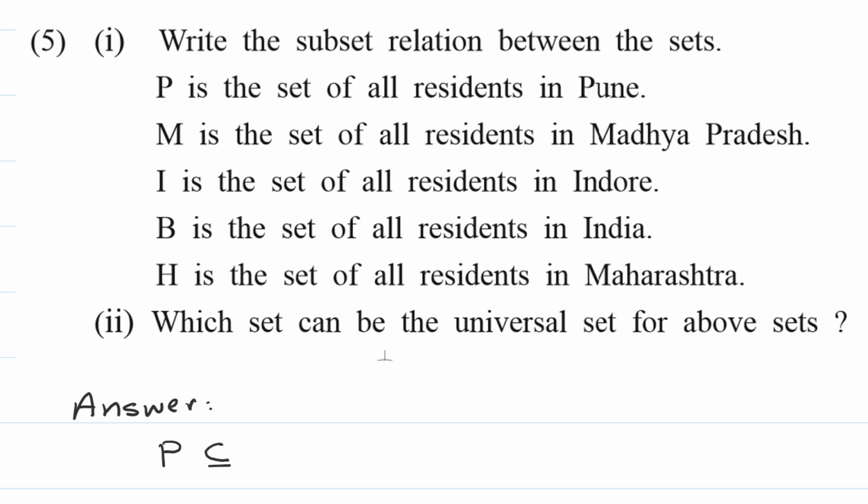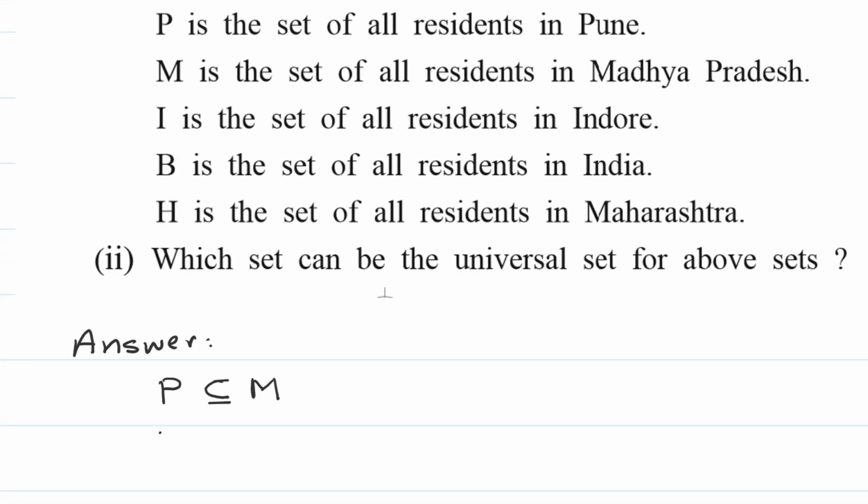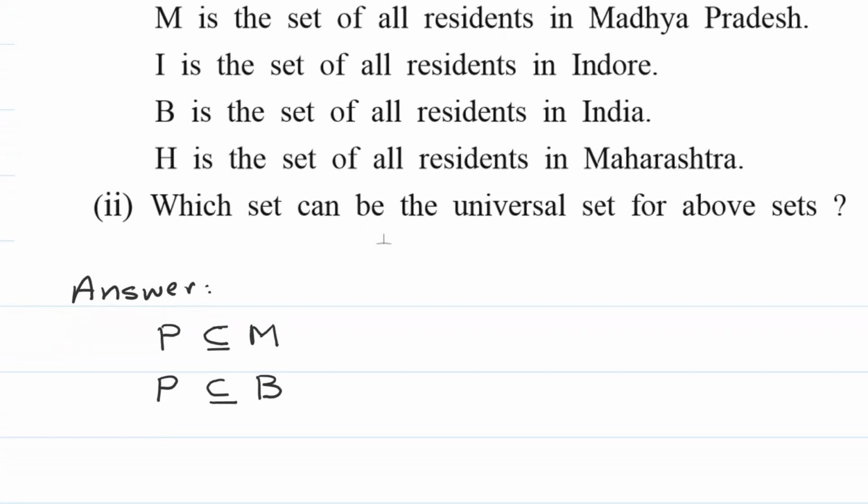P is a subset of B. Then consider the second set, M. M is the set of all residents in Madhya Pradesh. And Madhya Pradesh is a state of India, and therefore all residents of Madhya Pradesh are also residents of India, and therefore M is a subset of B.